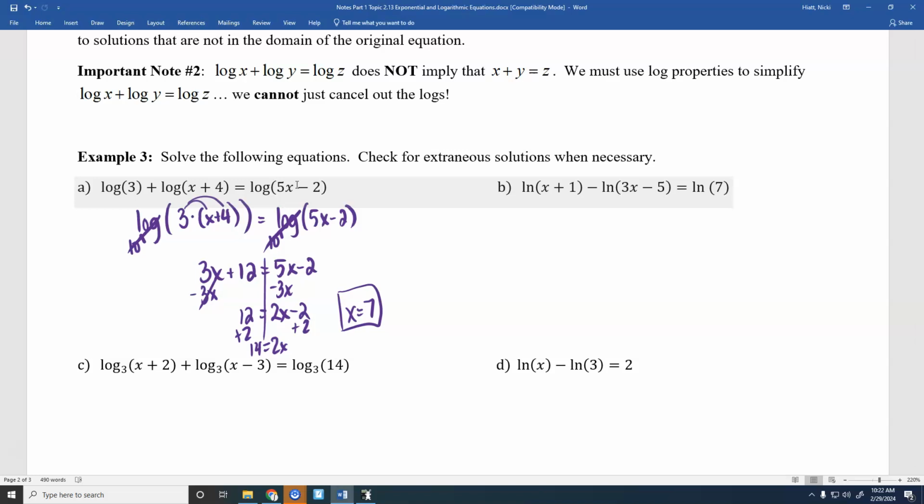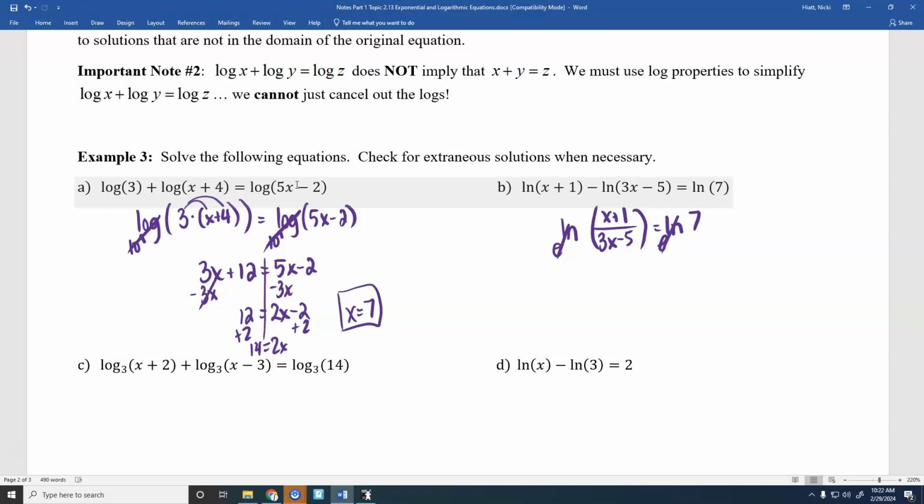Okay, let's do B, and then we're going to stop. So if I want to combine the two logarithms on the left side, what operation should I use this time? Division. So I would say natural log of x plus 1 over 3x minus 5 equals natural log of 7. And I need to get rid of both of those natural logs, so I just do e to the power, it cancels them both out. Now I've just got x plus 1 over 3x minus 5 equals 7.